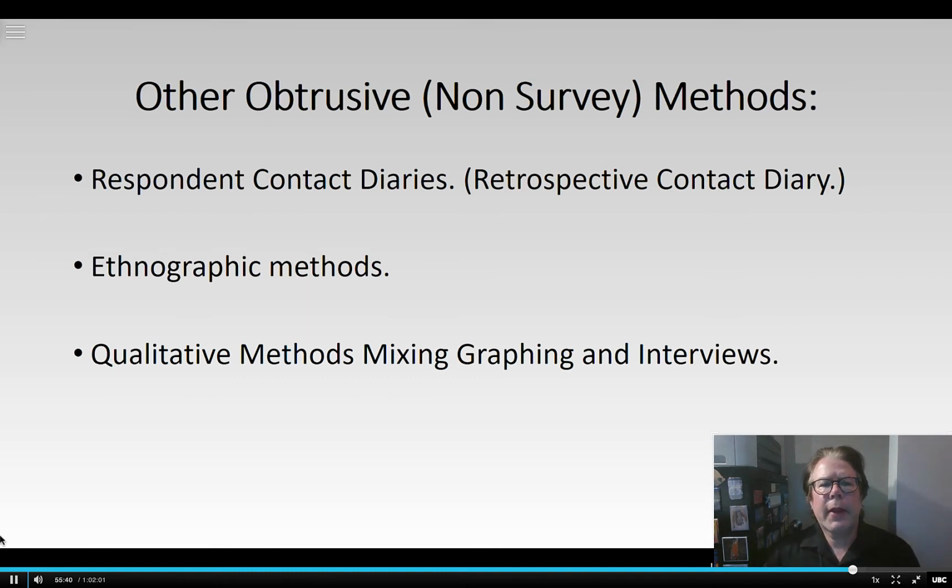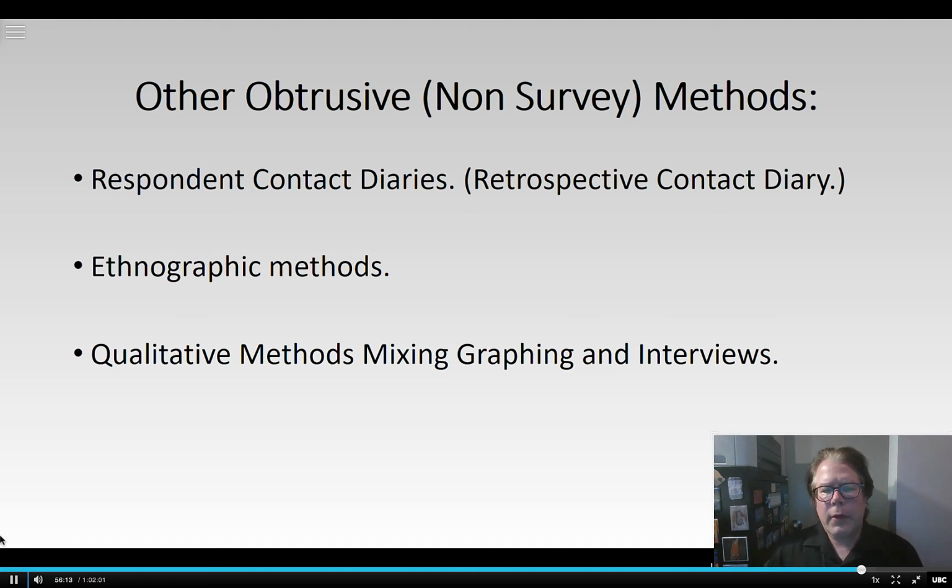Some other ways of collecting data for social network research include respondent contact diaries. So this is where you get people to keep a diary for a period of time, such as a month, for example, and write in their diary every time they come into contact with someone. In the context of epidemiology, we could ask respondents to do a kind of retrospective contact diary, although this would be subject to some level of measurement error.